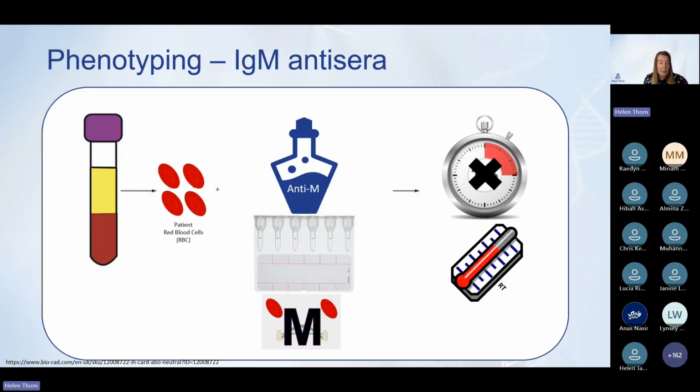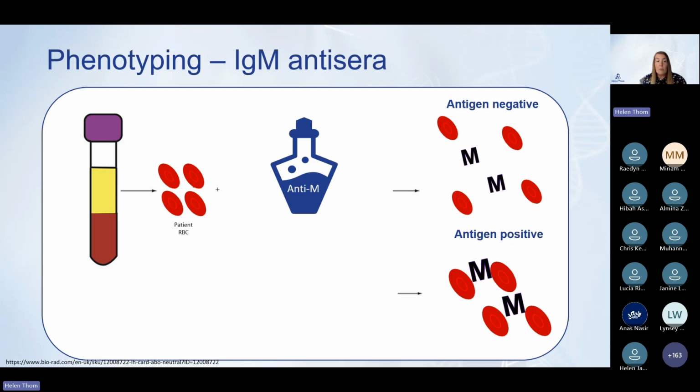So going back to phenotyping, when we're looking at IgM anti-sera, you've got your patient's red blood cells there, you've got your anti-M, and shown at the bottom there, this is an IgM anti-sera. Probably confused it a bit if I use an anti-M. Done on your neutral cards, you don't need that bridging antibody, you don't even need to do incubation, depending on what your policy is, and it's done at room temperature. So if you perform your phenotyping and it's antigen negative, the antibody hasn't bound to its corresponding antigen because it isn't there. This shows that your patient is negative for that antigen.